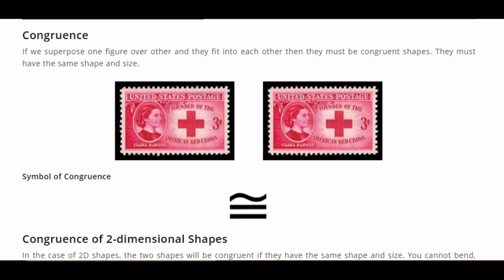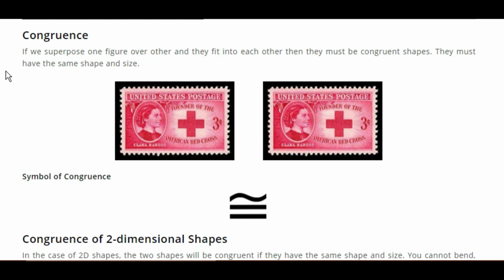Good morning. Today we are going to start chapter number 7, Congruency of Triangles. In this we will study some more properties of triangles and we will prove how to make them congruent. First, what do you mean by congruency? If we superpose one figure over another and they fit into each other, then they must be congruent shapes.